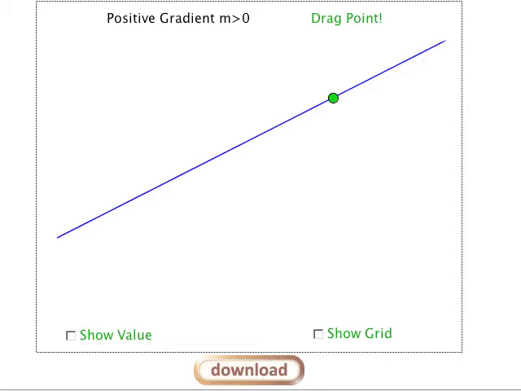Okay, so let's have a look at the idea of gradient. And gradient is just another word really for slope. So we've got a line here that's sloping upwards if we're going from the left to the right, and we say that the gradient in that case is positive.